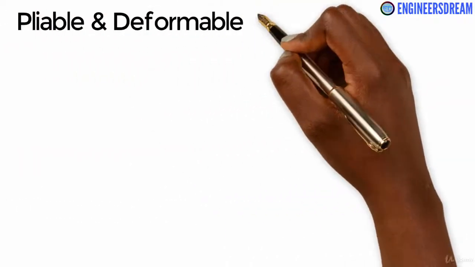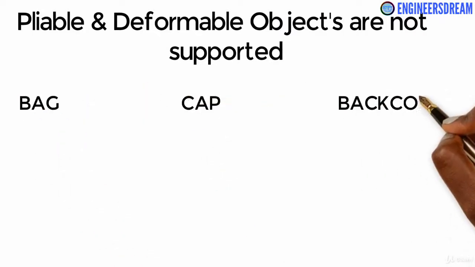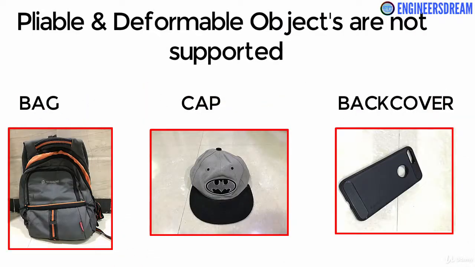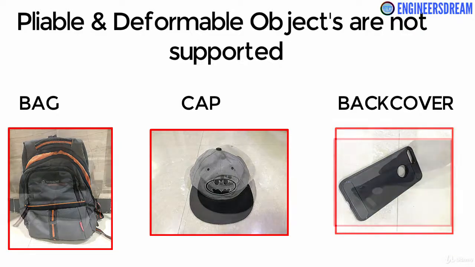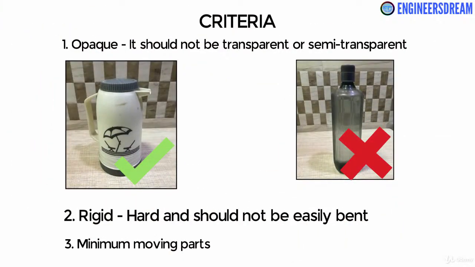Now, pliable or deformable objects are not supported in object tracking. The best example of pliable or deformable objects is a bag, cap or even the flexible back cover of a smartphone. So guys, before scanning your 3D object, please make sure that the 3D object satisfies the above three criteria.